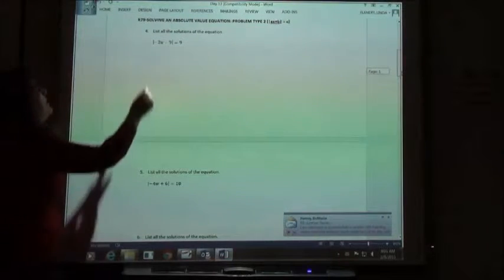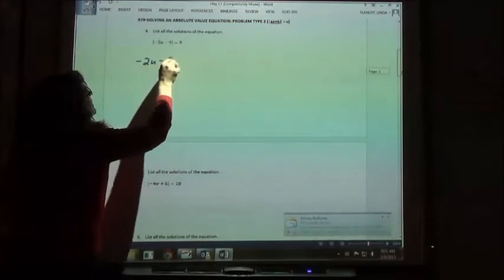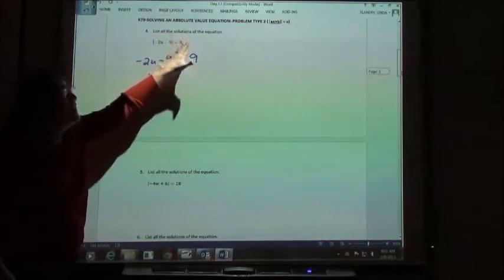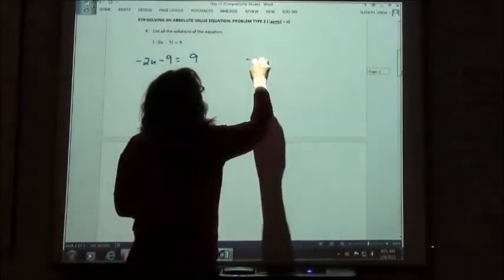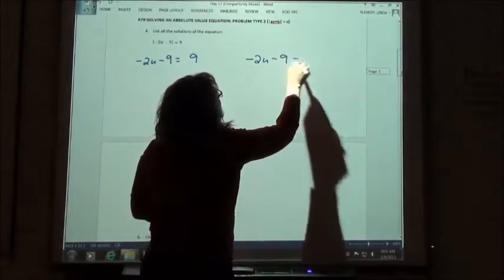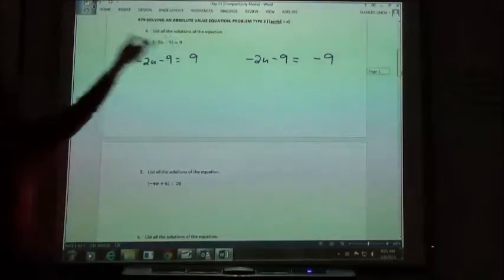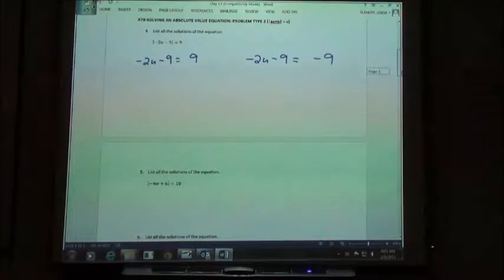So in this case, I'm going to say either the negative 2u minus 9 could equal 9, because the absolute value of 9 is still 9, or negative 2u minus 9 could equal the negative 9, because the absolute value of negative 9 is still positive 9. And then I just solve those two things separately.